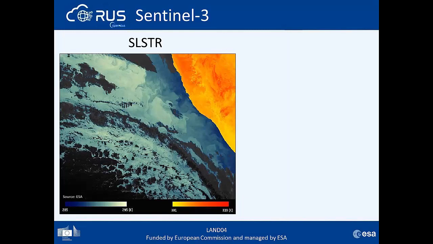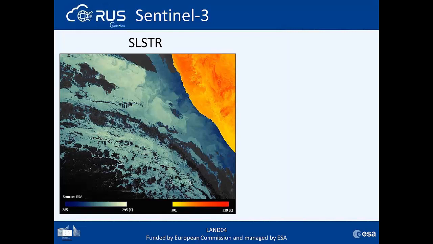For example, in this image here, you can see the first image that was released by this sensor, and it's over the coast of Namibia. You can see different colors for different temperature ranges, both over the land and also over the ocean. As you can imagine, there are a lot of applications that can benefit from this data.